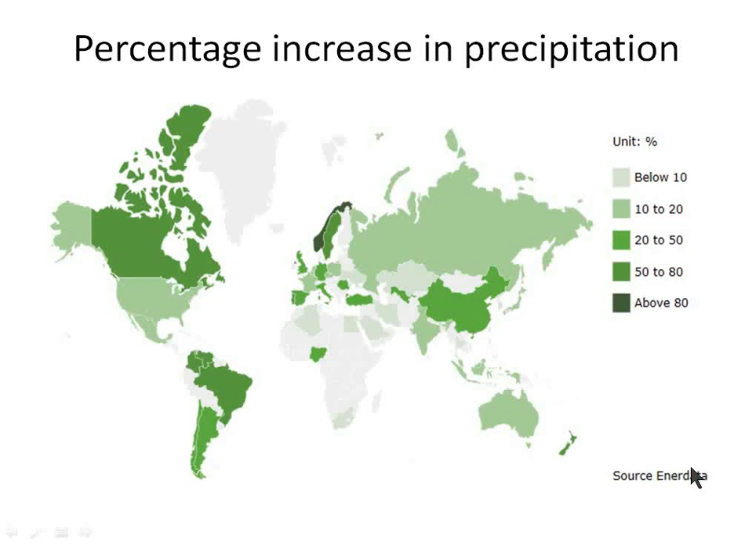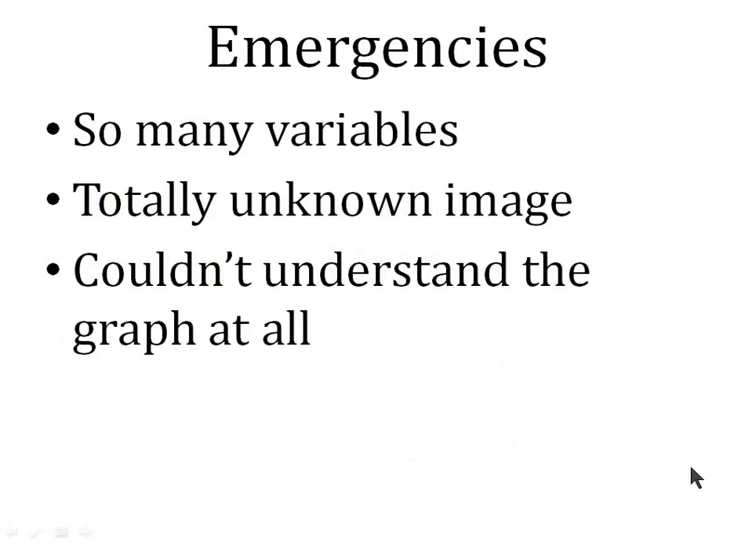Next is emergencies. Suppose there are lots of variables in the image and you get confused about how to explain it. And the second emergency is if the image is totally unknown and you don't understand anything at all. So how can we deal with it? Again, I would say just keep on talking. It's better than being silent, because this is a speaking test and we should keep on talking no matter what. Just make your fluency and pronunciation good and don't worry about the content in case of emergencies.